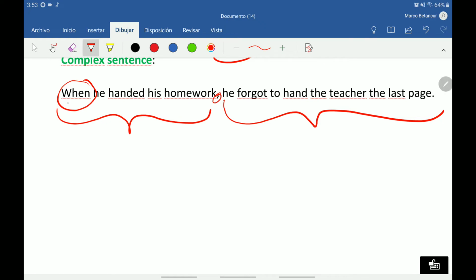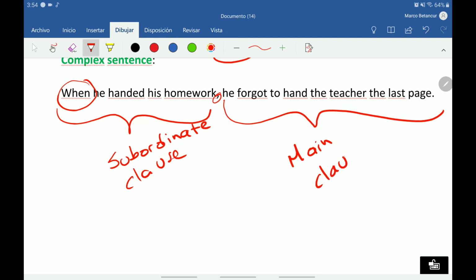So, in this case, if we say, when he handed his homework, we're going to start thinking, okay, this is a very incomplete sentence. I don't know what it is about, and it was not finished, right? So it is an incomplete sentence, which makes no sense. So I would say this would be the subordinate clause. And this would be the main clause, because it makes sense, okay?